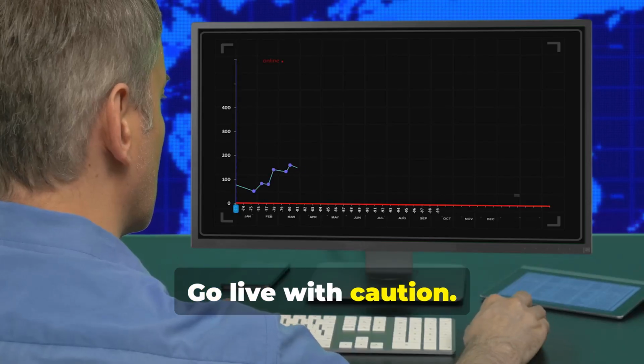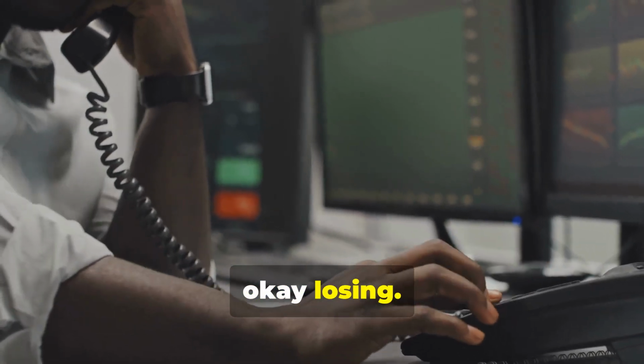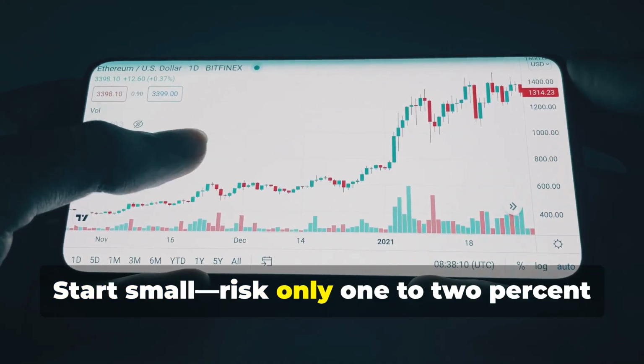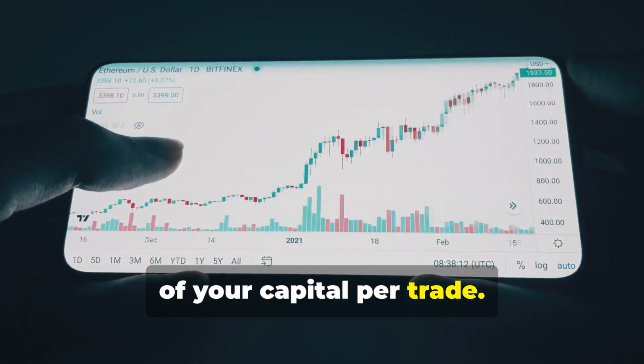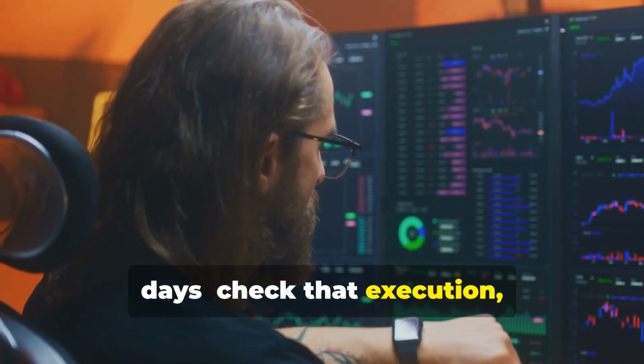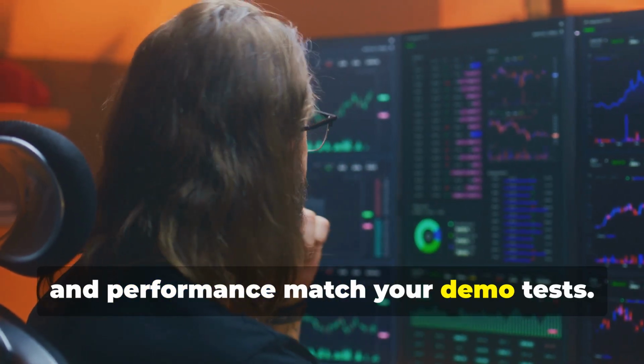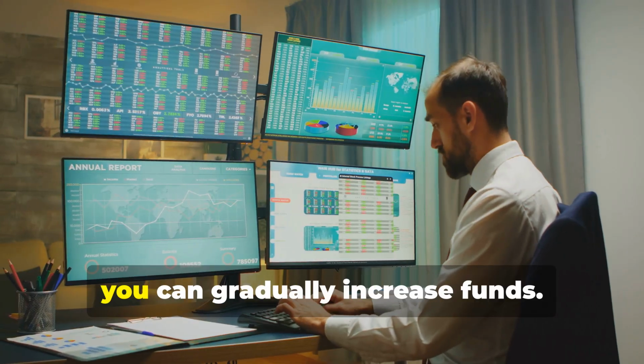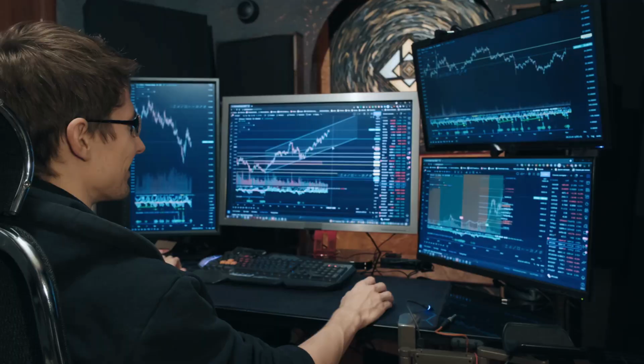6. Go live with caution. Fund your account with an amount you're okay losing. Start small, risk only 1 to 2% of your capital per trade. Monitor live trades closely for a few days. Check that execution, slippage, and performance match your demo tests. If things look good, you can gradually increase funds.